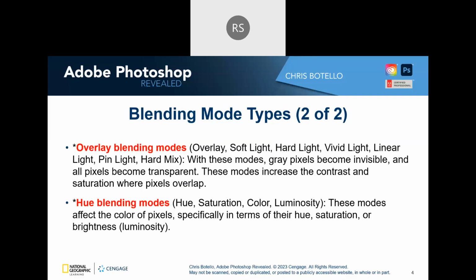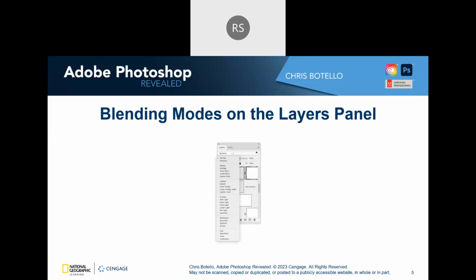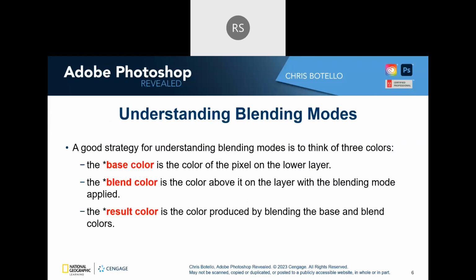The hue blending modes include hue, saturation, color, and luminosity. So these modes affect the color of the pixels, specifically in terms of their hue and saturation and their brightness. You see an example of the layers panel where you can change the different blend modes, and the example of the 27 different blending options you have.